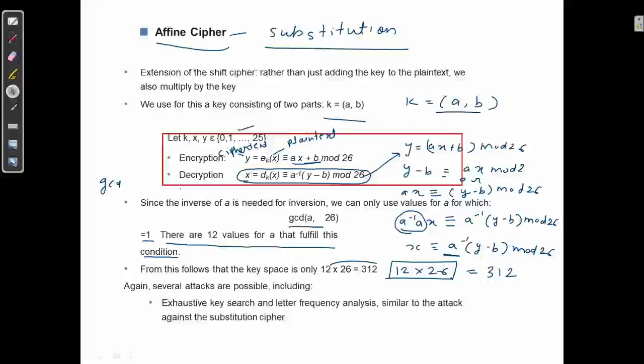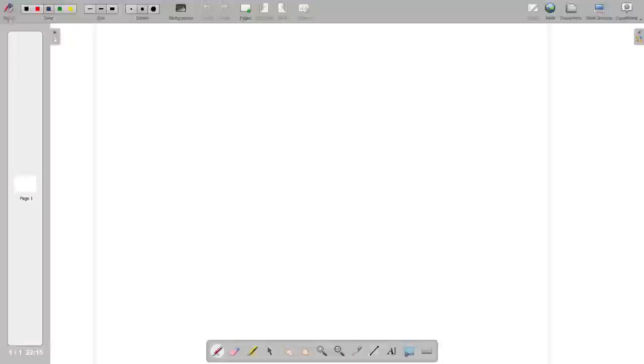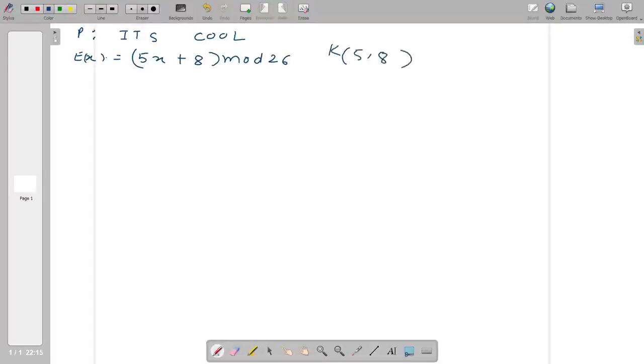So let's check an example of the affine cipher. Let's say the plain text is "it's school", and it's given that the encryption algorithm is 5x plus 8 mod 26. So what does it mean? It means the key (a, b) is (5, 8). GCD of (5, 26) is 1. So the key is correct.